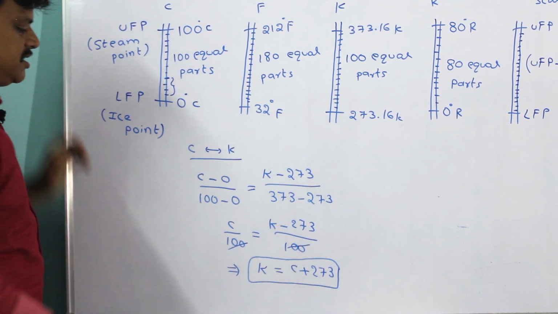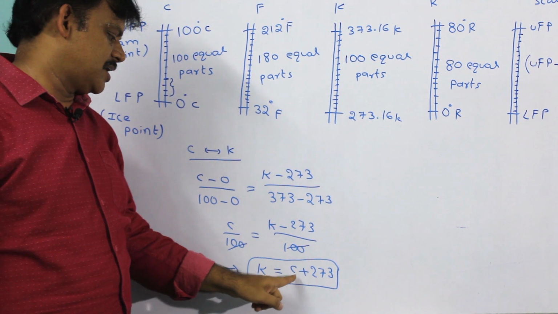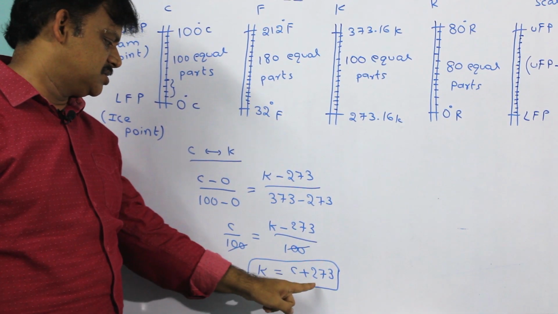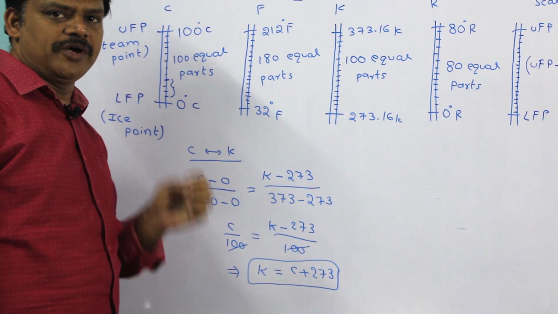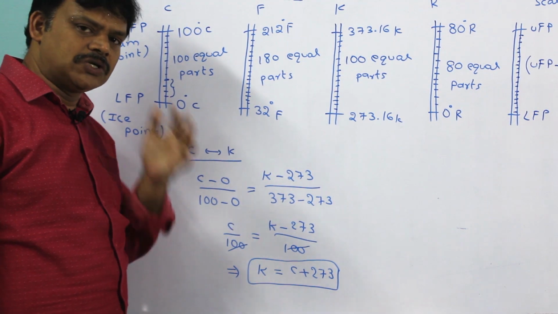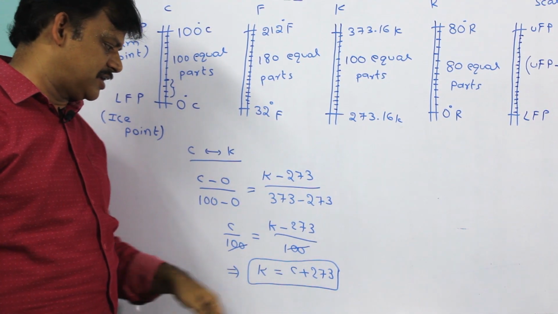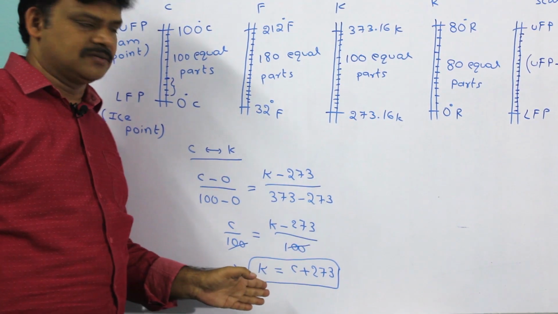Suppose the Celsius reading is known to us, then we can convert into Kelvin by simply adding 273. For example, convert 27 degrees Celsius into Kelvin: 27 plus 273, the answer is 300 Kelvin, just like that.